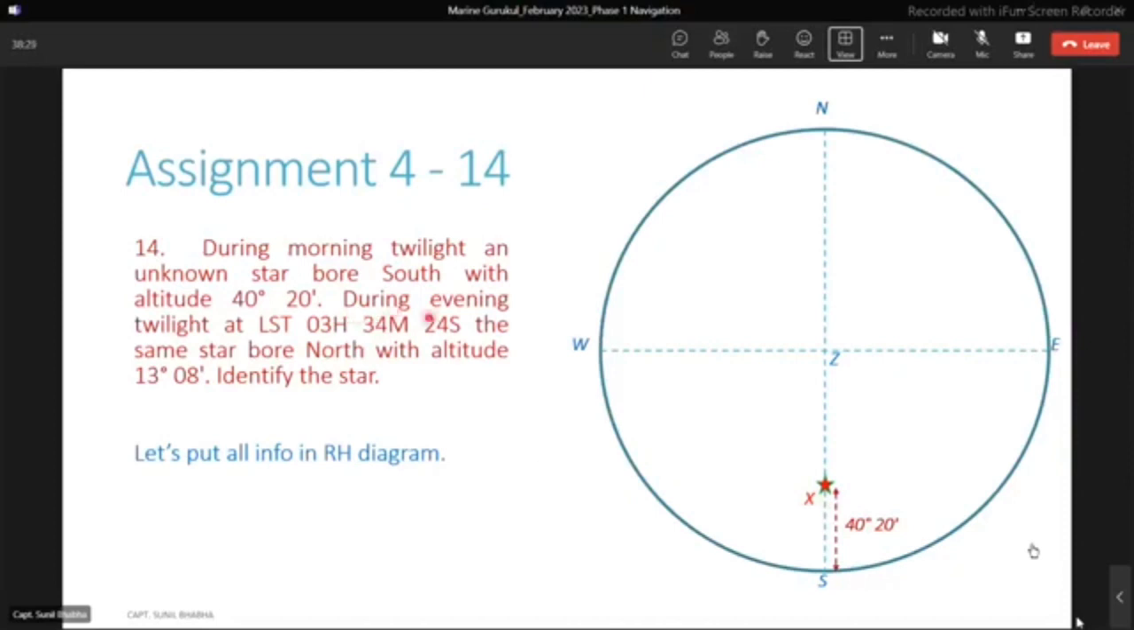Further, the question says during evening twilight at LST so and so, the same star bore north. North bearing is represented by ZN.